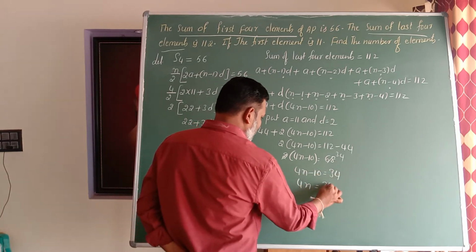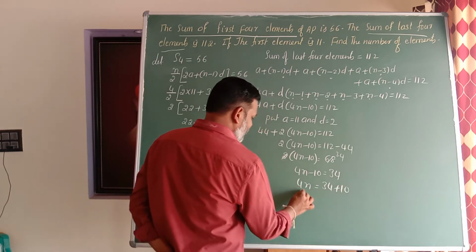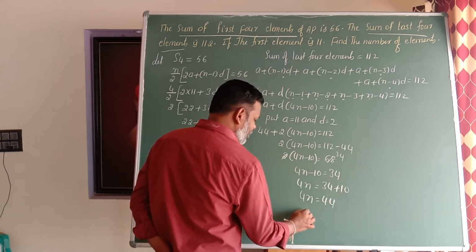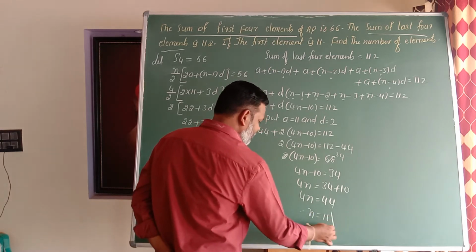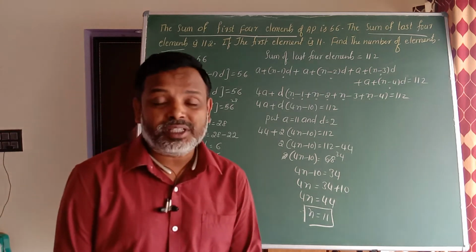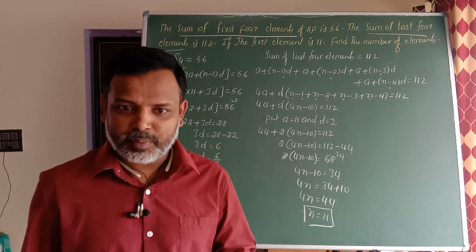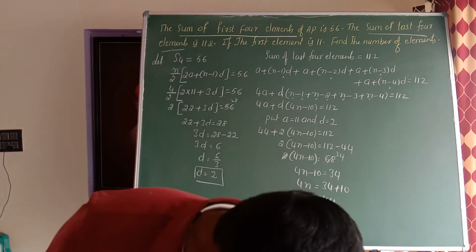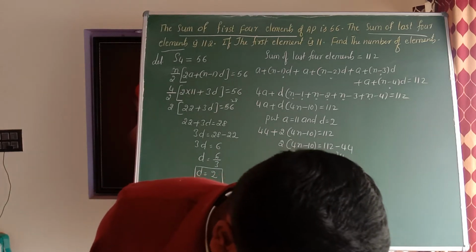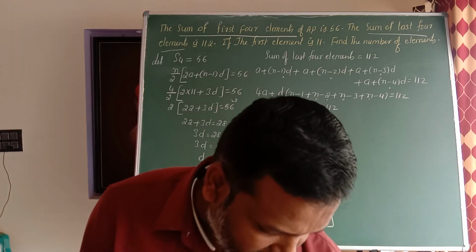4n is equal to 34 plus 10. That is 4n is equal to 44. 4 elevens are 44. Therefore n is equal to 11. So in this problem there are 11 terms. This is what the question is. Got my point? Observe once again. These are 3 marks questions. You need to understand.